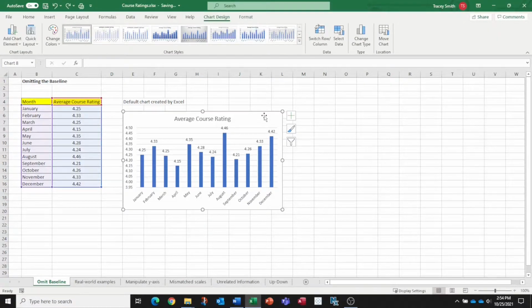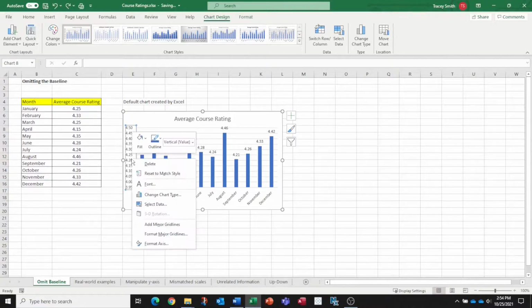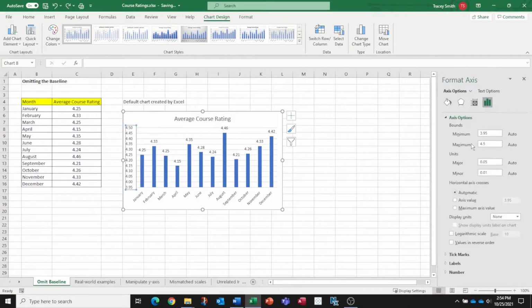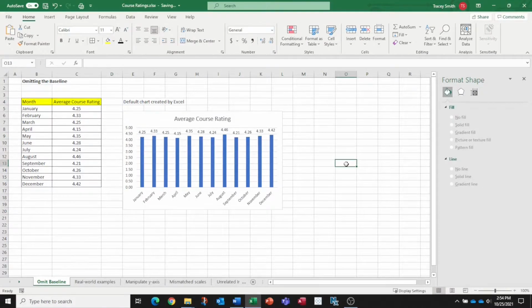If we take this and we think about this information in context, this course allows a student to rate the course between 0 and 5. So we really want to set this axis to be representative of that. It can be from 0 to 5. So let's see what happens to our chart now.